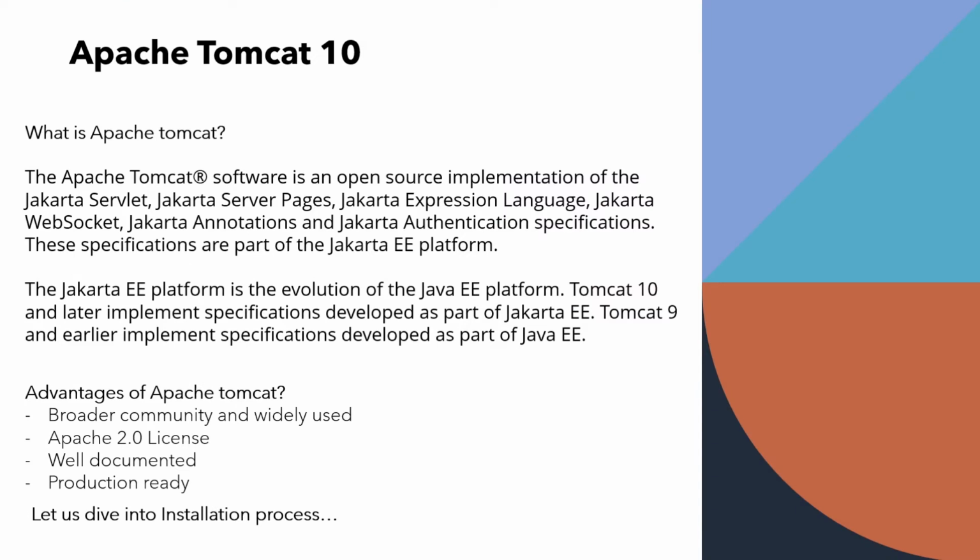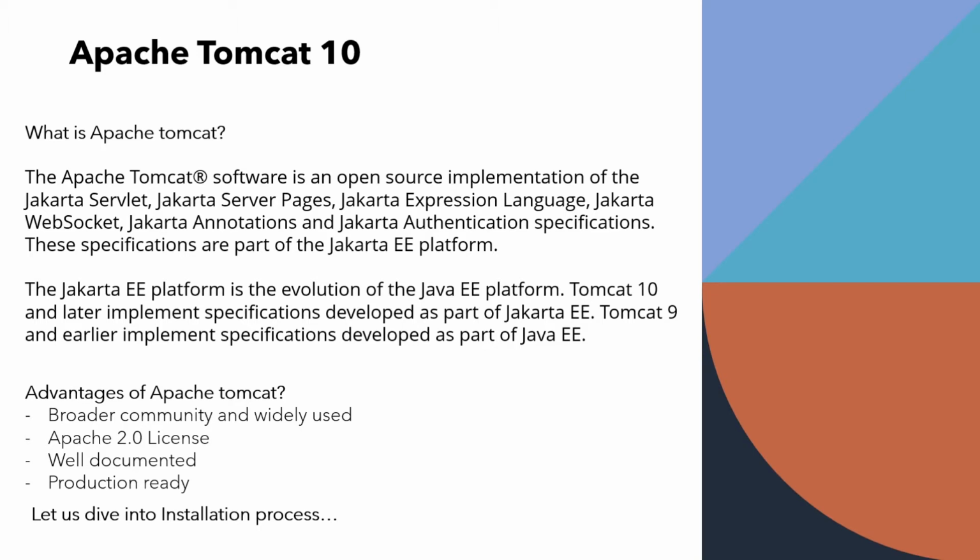What is Apache Tomcat 10? Apache Tomcat is an open source implementation of the Jakarta EE platform. What does the Jakarta EE platform contain? It contains Jakarta Servlet, Server Pages, Expression Language, WebSocket, annotations, and authentication. These are the specifications. The implementation of these comes out as Apache Tomcat 10.